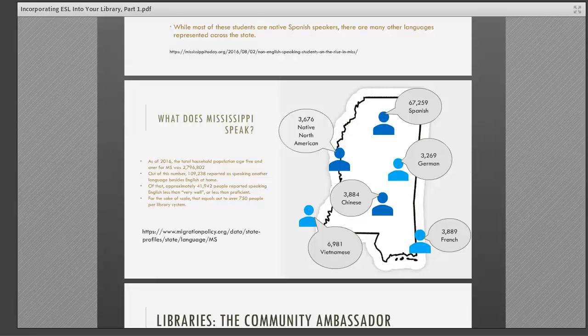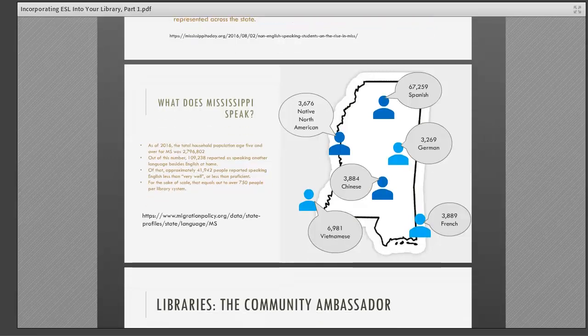But the big takeaway here, Mississippi is really linguistically diverse, and I think that's a really great thing, and it's a thing that we should be proud of, and it's something that we should take into account when we're thinking about our communities, when we think about our library patrons, and how we can better accommodate them and their needs. And this goes into making an ESL-friendly space as well, and I'll get into that a little bit later.